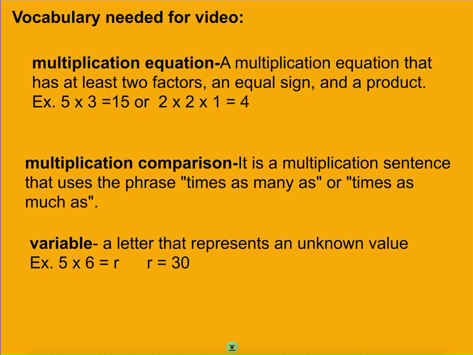And the last word that we're going to talk about is the word variable, a letter that represents an unknown value. Okay, so I gave an example. 5 times 6 equals R. So the letter R is a variable. However, it stands for an unknown value, and it is our job to figure out what that value is. So if you know what 5 times 6 is, then you will know the value of R. So R equals 30. So you will see in this video me referring to some of these words. Okay?